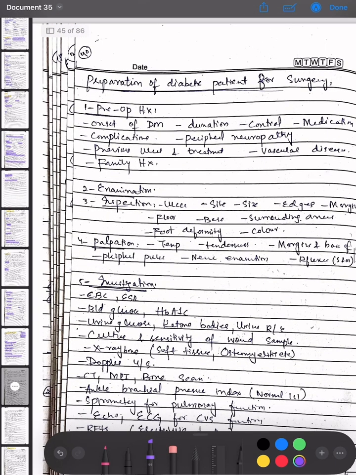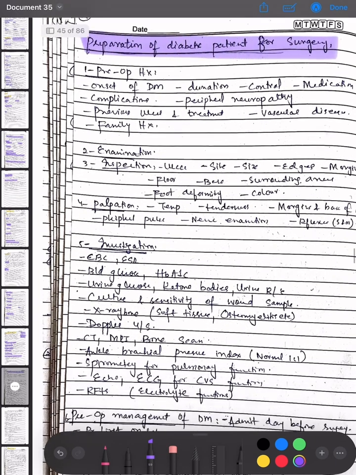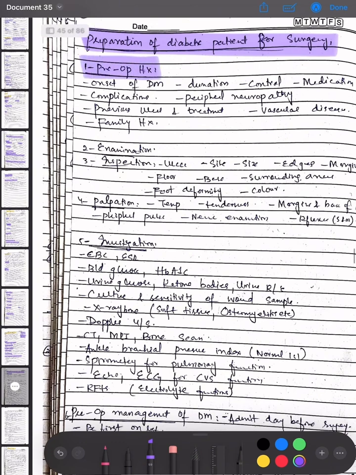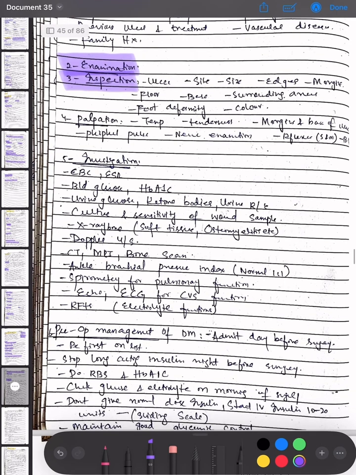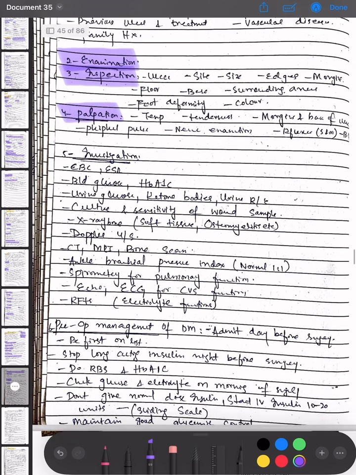Now, how will you prepare the patient of diabetic foot for surgery? First of all, you will take the pre-op history, that is onset of diabetes mellitus, duration, control, medication, complications, peripheral neuropathy, previous ulcer and treatment, vascular diseases, and family history. Then we will do the examination of the diabetic foot. Then we will do the inspection of ulcer site, size, edge, margins, floor, base, surrounding areas, foot deformity, and color. Then palpation is done, temperature and tenderness are checked, margins and base of the ulcer are checked, and peripheral pulse is checked. Nerve examination is done and the reflexes are checked.